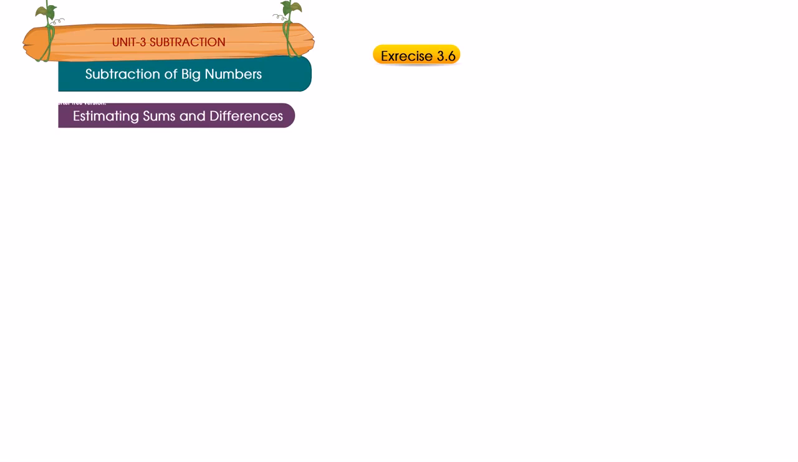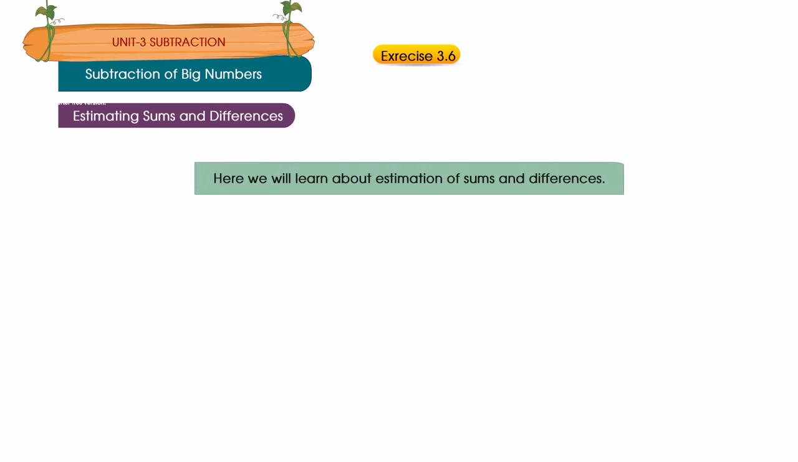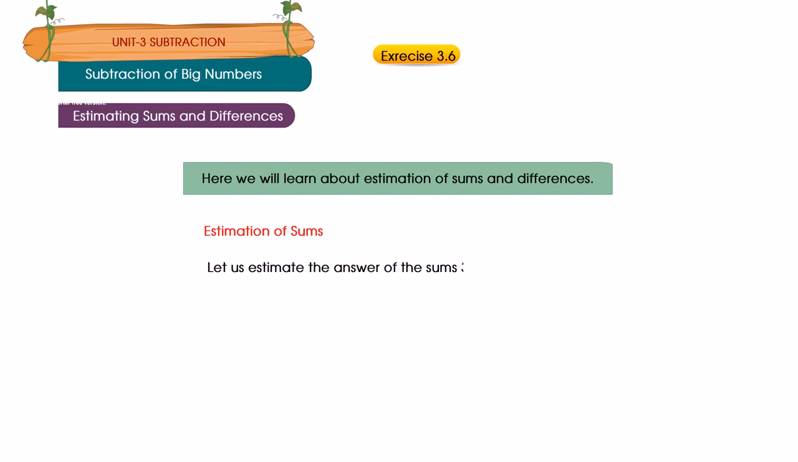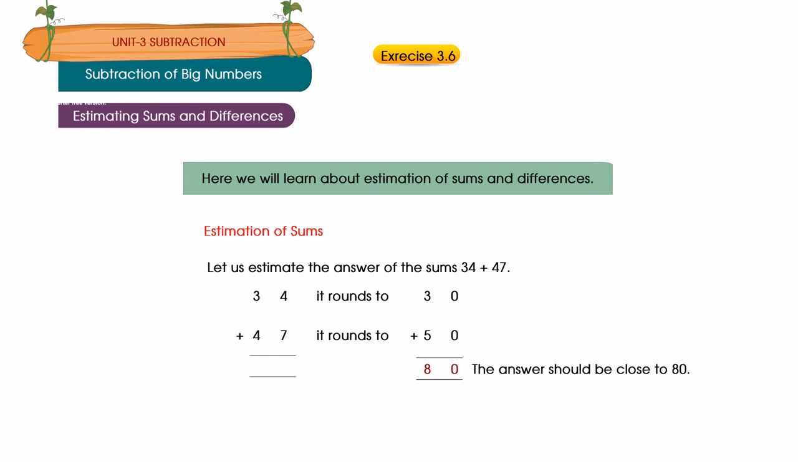Estimating sums and differences. Here we will learn about estimation of sums and differences. Estimation of sums. Let us estimate the answer of this sum, 34 plus 47. 34 rounds to 30. 47 rounds to 50. 30 plus 50 is equal to 80. The answer should be close to 80.